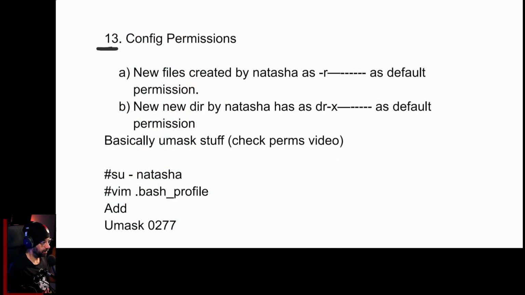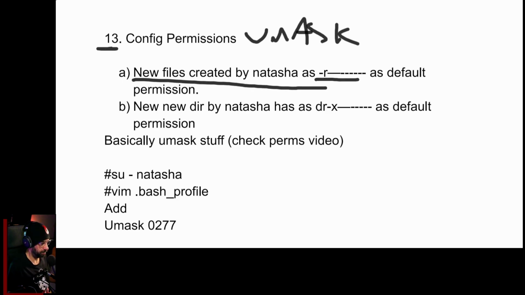The next one is question 13 about permissions. Basically, it's about the umask. Okay. So they say something like this: new files created by Natasha have this permission as default. New directories by Natasha have this by default. So in order to get all the juice out about the umask stuff, go and check my playlists, my 124 and 134, okay? Because I have there a video all about file permissions and the umask. It's detailed there. So I'm not going to detail all the umask stuff.